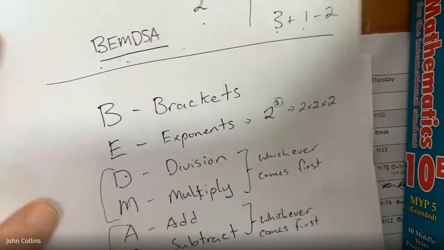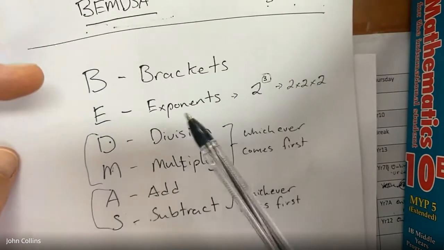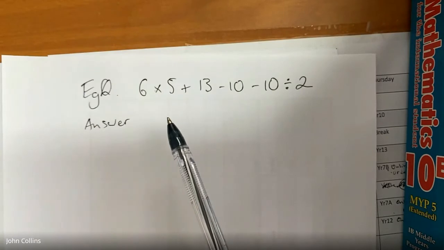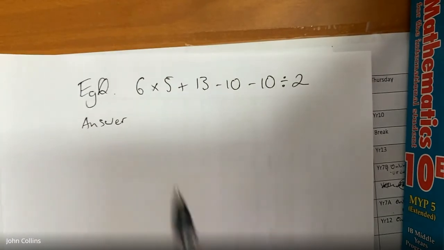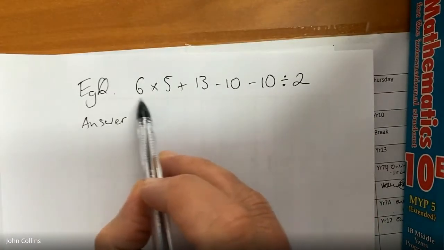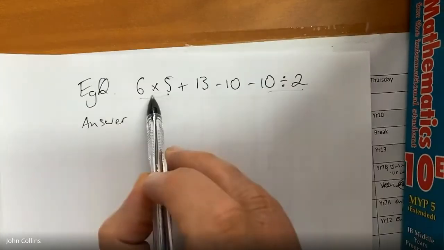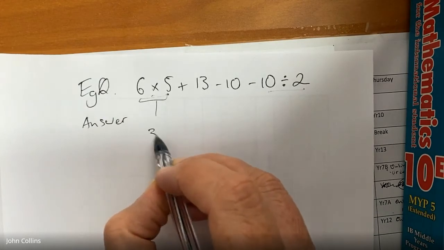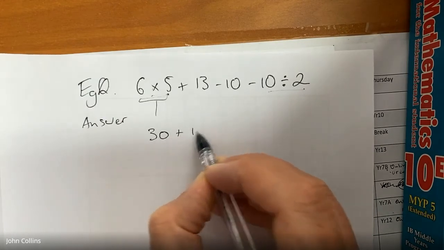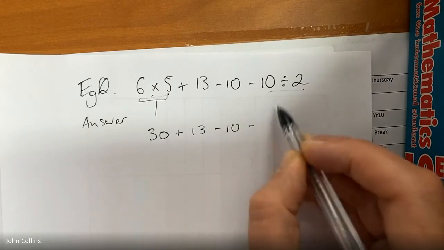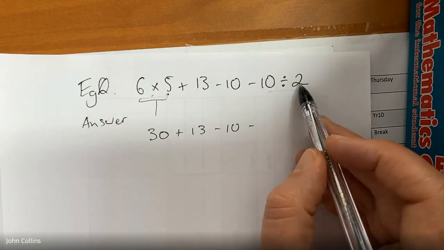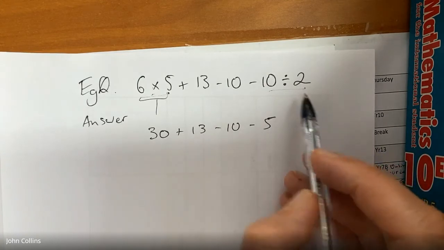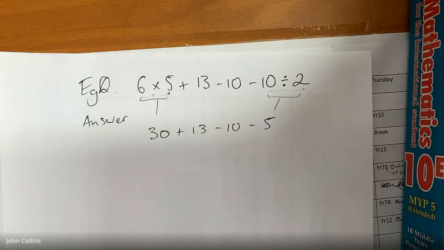I'm just going to use this order. My question doesn't have any brackets and doesn't have any exponents. So I'm going to go next with either division or multiplication, whichever comes first. And we have multiplication here and division at the end. So multiplication comes first. So I'm going to do it first. 6 times 5 gives me an answer of 30. I'm just going to leave the rest as it is and then get to the division at the end. 10 divided by 2, that's 5. Okay? So that's all my division and multiplication done.